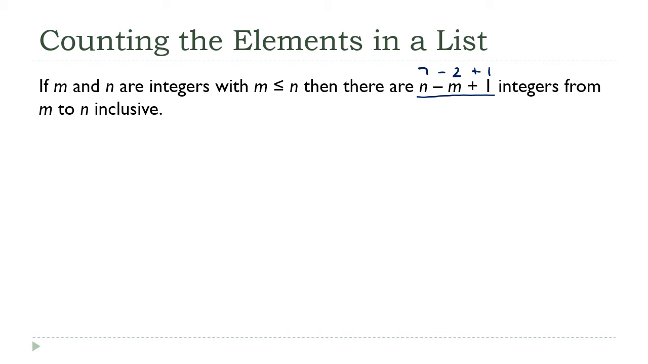You can confirm this in the case where m and n are equal. In other words, we have a list that only has one element, for example, just this one. Well, n and m are the same, so the formula in this case says we should have 5 minus 5 plus 1, which is one element. Yeah, okay, excellent. It works. Even in that special case, our formula is still doing what we would expect it to do.